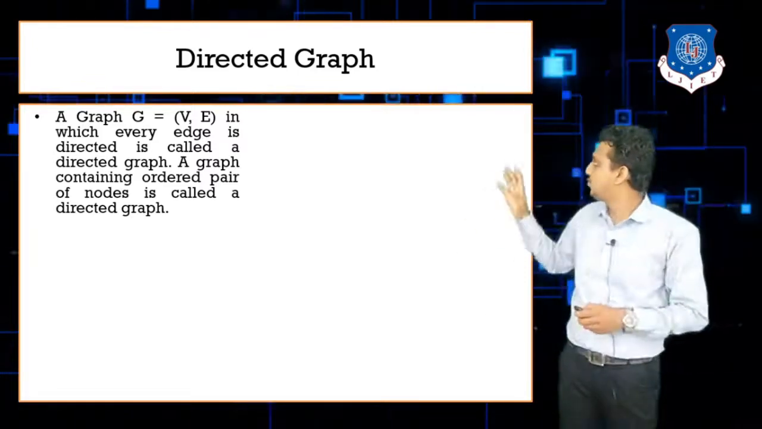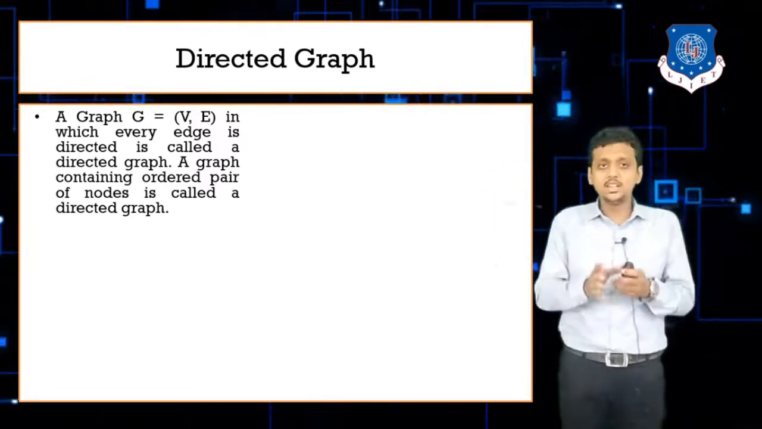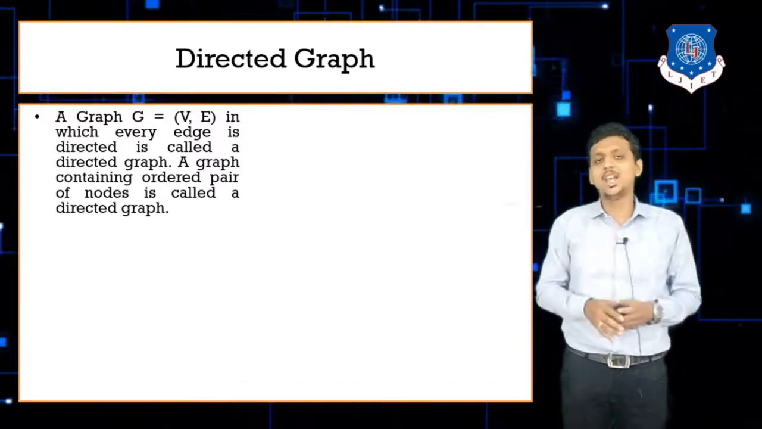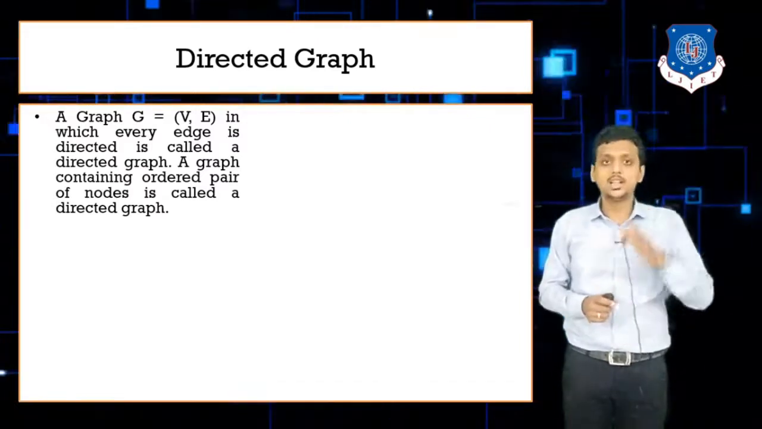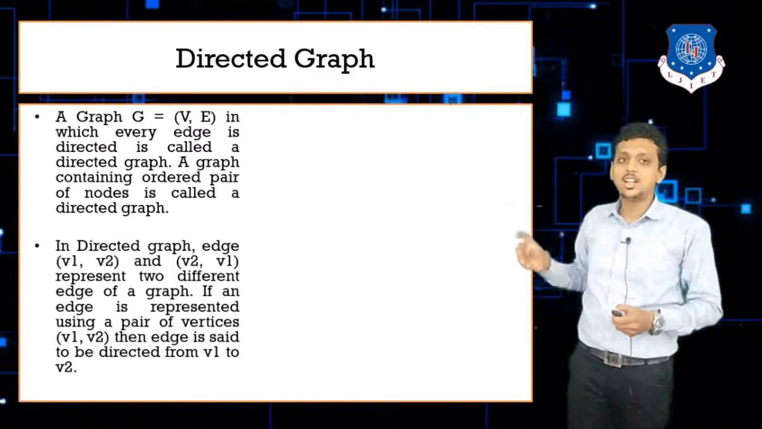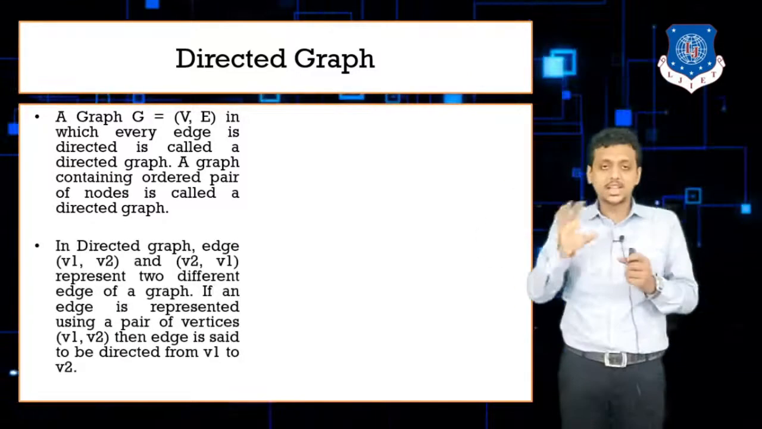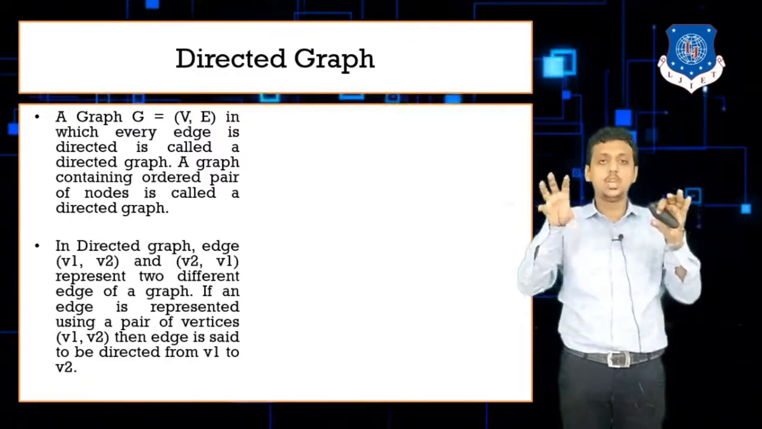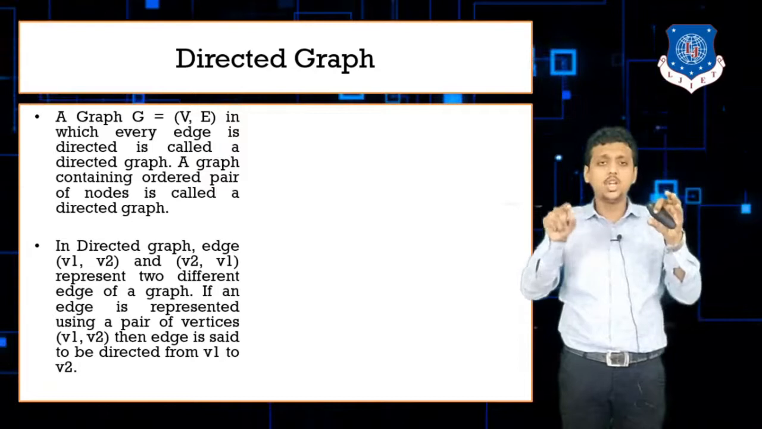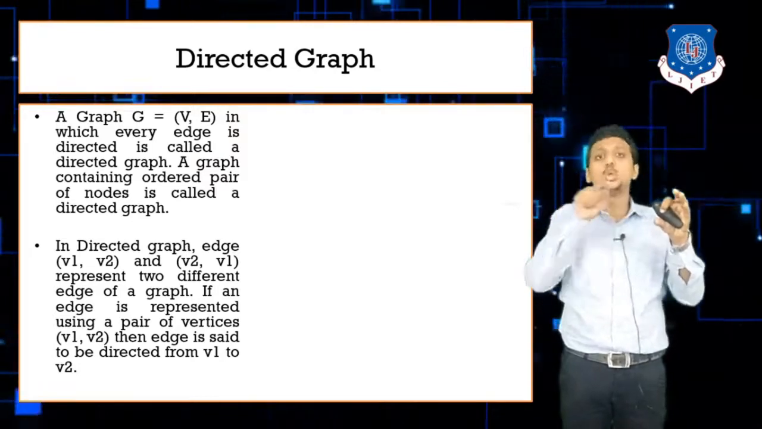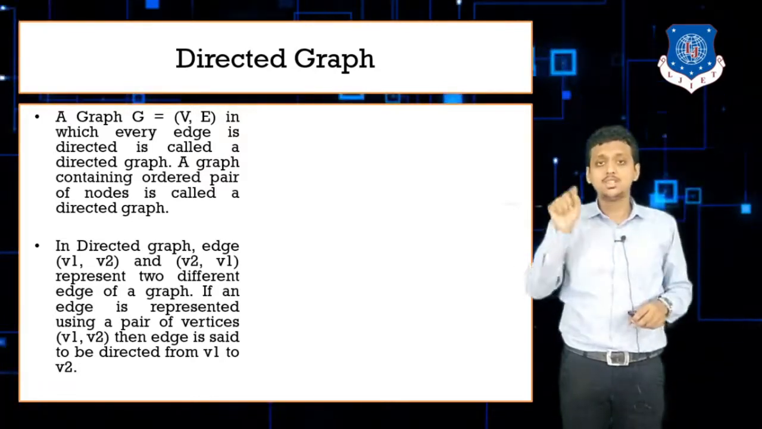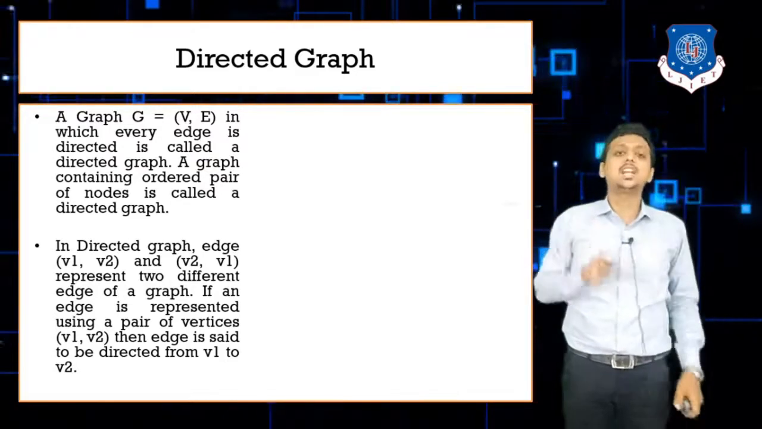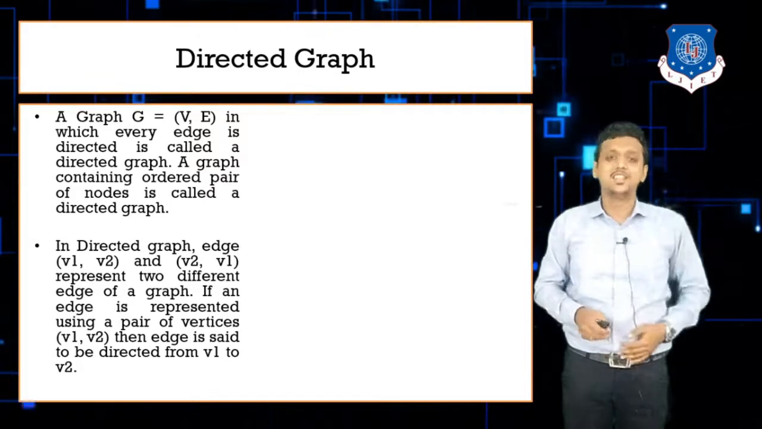In a graph G(V, E) in which every edge is directed, it is known as a directed graph. Directed means if we consider two vertices V1 and V2, and one edge is going from V1 to V2, then students, this edge is known as a directed edge, and the graph that contains directed edges is known as a directed graph.